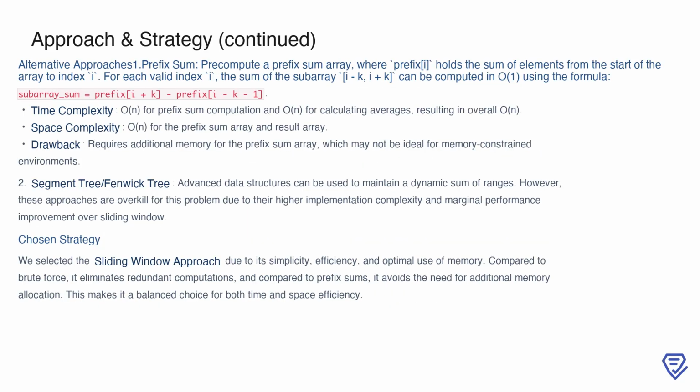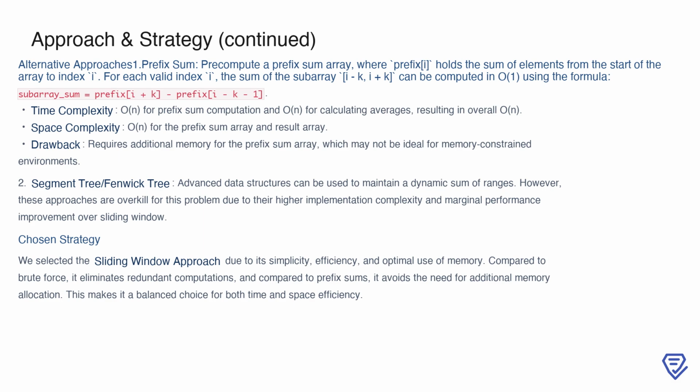In addition to the sliding window approach, we also considered alternative methods. One option is the prefix sum technique, where we first compute a prefix sum array. Each element in this array represents the cumulative sum of the elements in the original array up to that index. Using this, the sum of any subarray, i to i+k, can be calculated in O(1) time by subtracting two values from the prefix sum array. While this approach also has a linear time complexity overall, it requires additional memory to store the prefix sum array, which may not be ideal in memory-constrained environments.